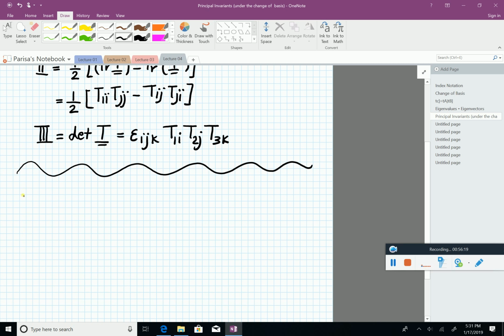And just kind of a reminder, if you have forgotten how to find the eigenvalues for a matrix, so kind of the matrix form of T, like in 3D, if you remember, you end up using this equation.